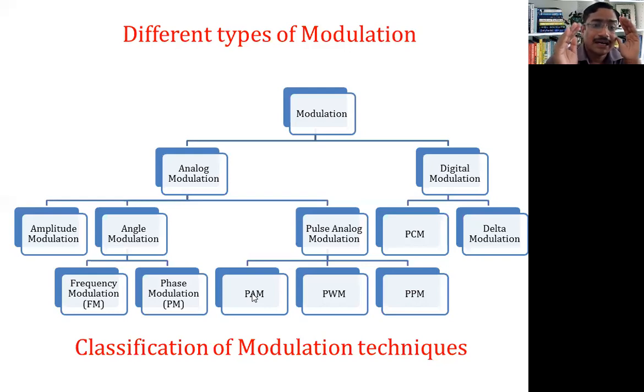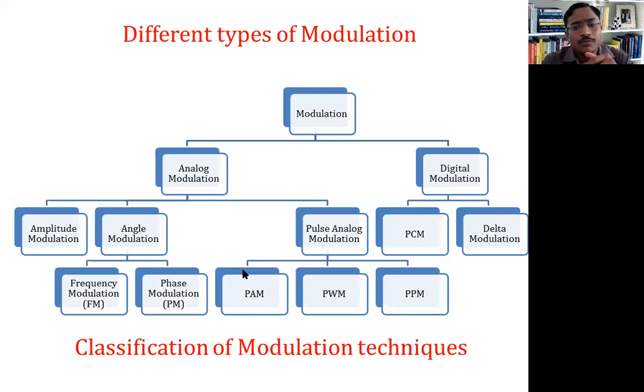Again, amplitude modulation is the process in which the amplitude of the carrier signal is varied according to the amplitude of the information signal. Whereas in frequency modulation, which is a part of angle modulation, we have a change in the frequency of a carrier signal according to the amplitude of the information signal. That is called frequency modulation. Then we have phase modulation. There is a change in the phase of the carrier signal according to the amplitude of the information signal. That is called phase modulation.